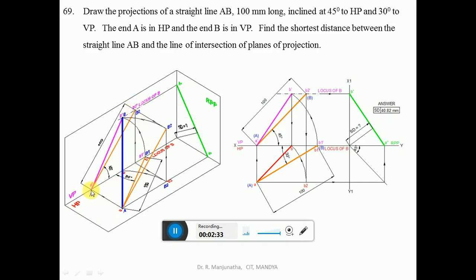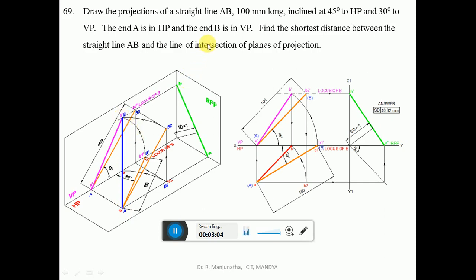With A dash as center, take the radius of A dash B1 dash and draw an arc such that it cuts the locus of B in the front view here. Then join A dash B dash with a dark line. This is going to be the front view, with the point as B dash. This is how we are able to find it. Once you get this B dash, join this A and this B. This is the actual line in space. So A is in HP and B is in VP.